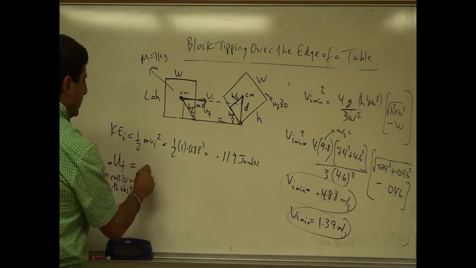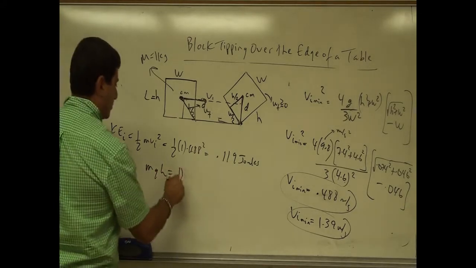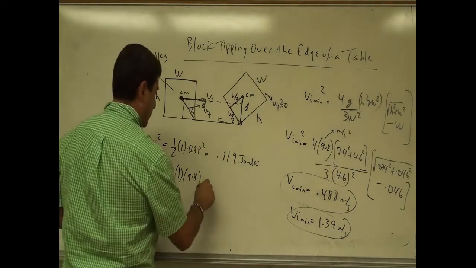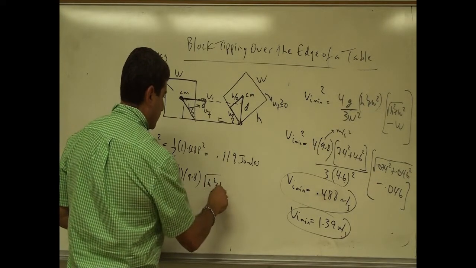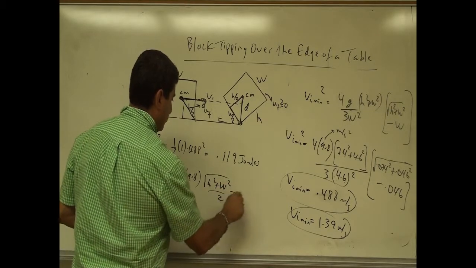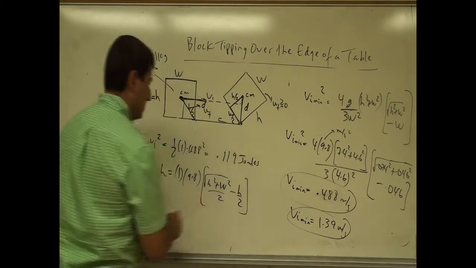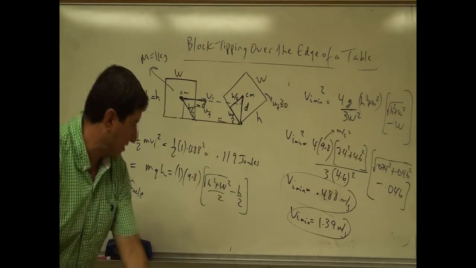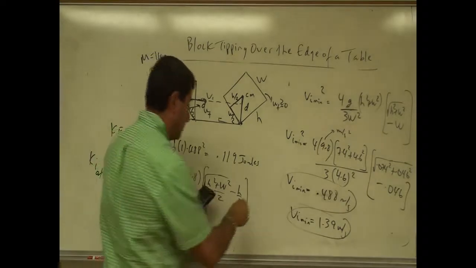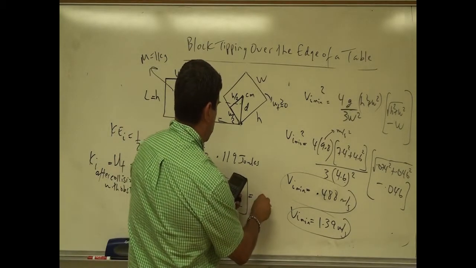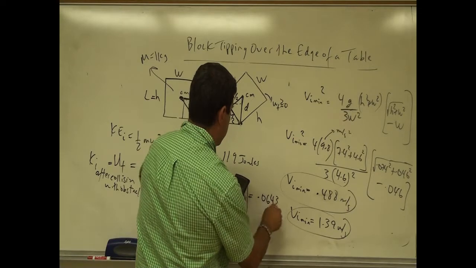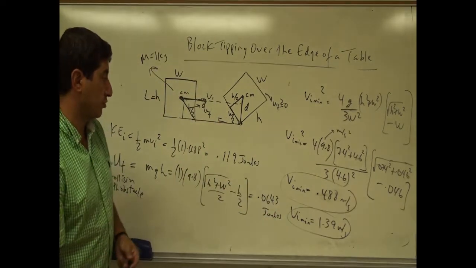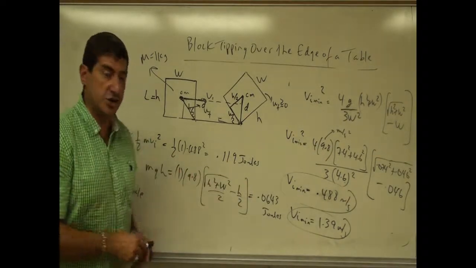Okay? So that's going to be mgh. So then we put 1 kilogram, 9.8, and then the h was equal to what? Square root of h squared plus w squared over 2 minus h over 2. Right? So then I can put my h and w, but put it in meters right now, right? So the final potential energy is going to be 0.0643 joules. So you can tell that kinetic energy has been lost.